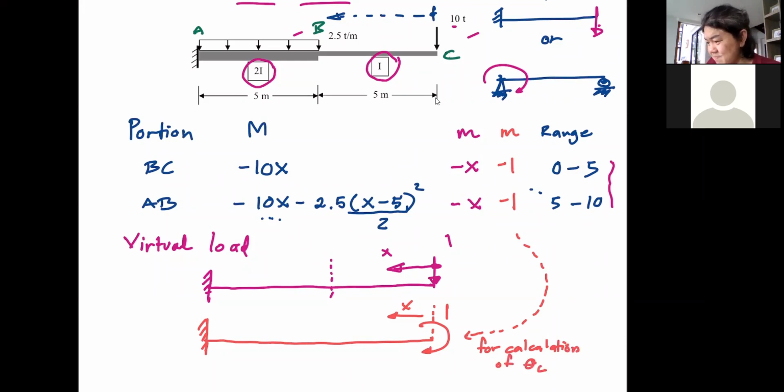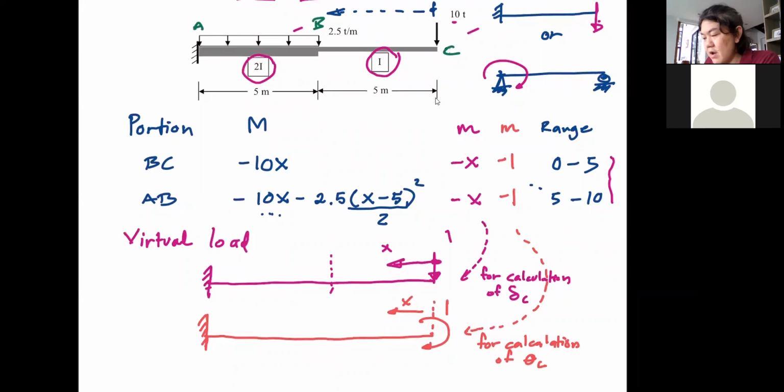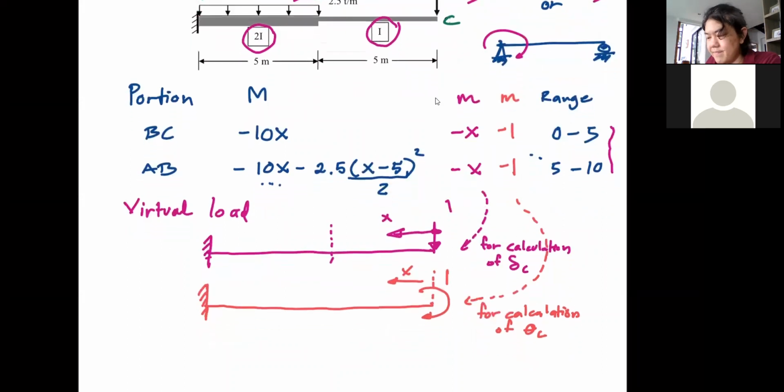Meanwhile, this is for the calculation of delta C. Okay, now it's time to sum up the work. Remember that this is the work of the entire system, so you must include everything.